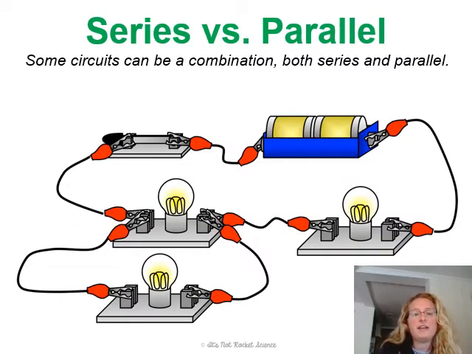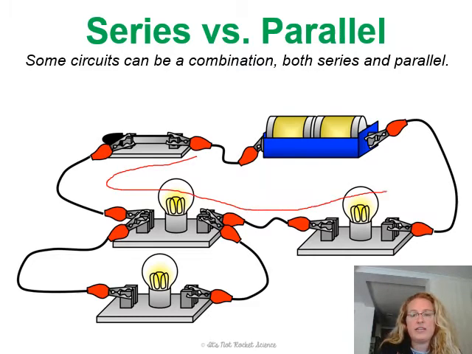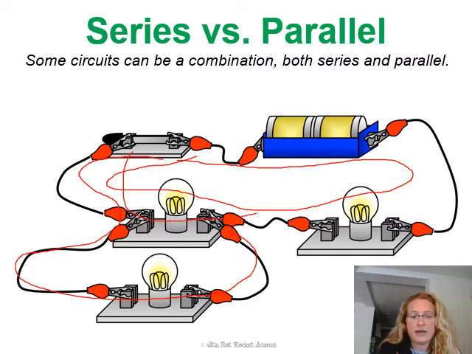Some circuits can be a combination. You can see we have the switch here, our battery, the energy source, the wire conductors, and then we have light bulbs. This circuit right here is in series, so there's one possible path for the electrons to flow through. However, here we have one path and a second path, and these two are parallel circuits. So in this picture, we have both series circuits and parallel circuits.